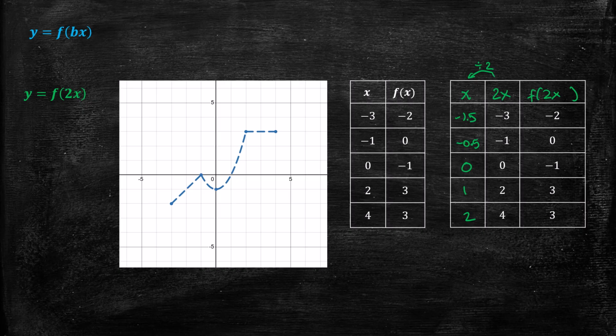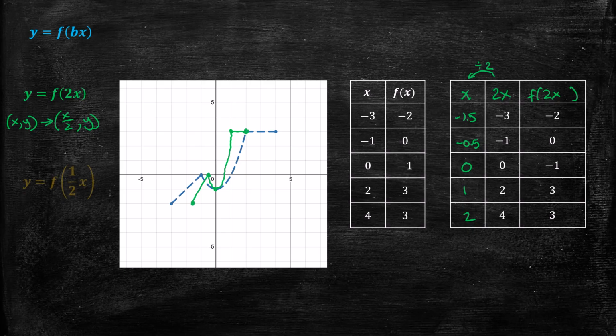So let's graph those. -1.5, -2. We have this point, this, and then 1, 3, and 2, 3. And hopefully you can see that all the y values stayed the same, and the only thing that changed was the x values, and that is a horizontal compression by a factor of a half. So every point x, y, notice it's kind of the opposite of what you think it might be, went to x over 2 comma y stayed the same.